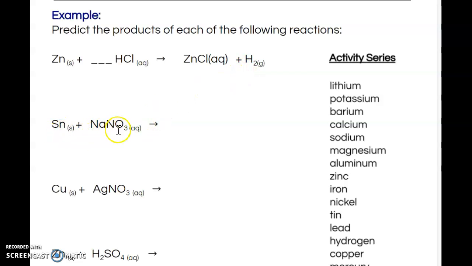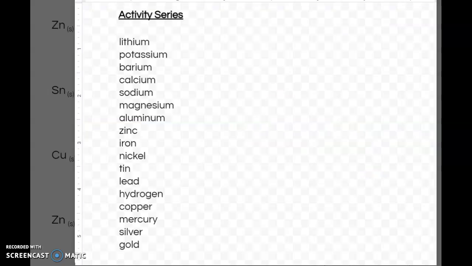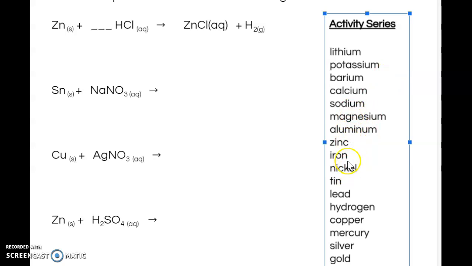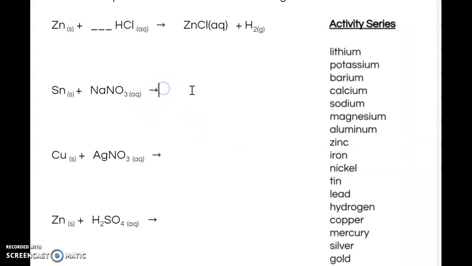Then we have tin and sodium nitrate. We're going to look for sodium right here. Sorry, guys. I see sodium right here. Where's tin? Tin is below sodium. Therefore, there will be no reaction. No reaction.